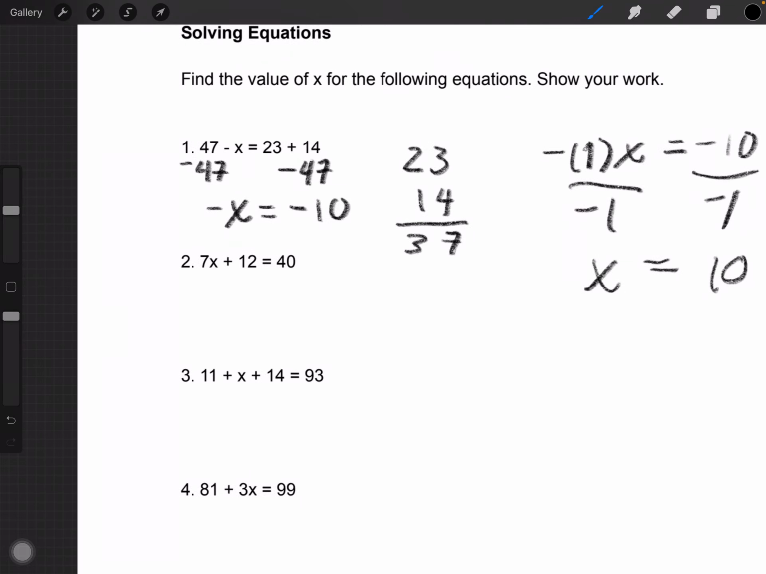7x plus 12 is equal to 40. And so first we want to, well, you could divide by 7, but then you'd have to divide the 12 by 7 too. And since that's a fraction, it complicates things. So we will subtract 12 on both sides first. So 7x is equal to, let's see, 28. Now you divide by 7 on both sides, which gives us a nice whole number, 4.